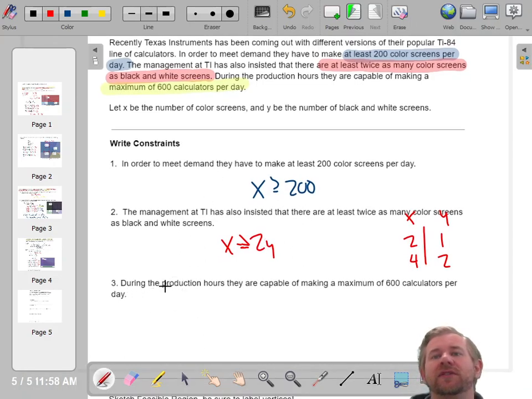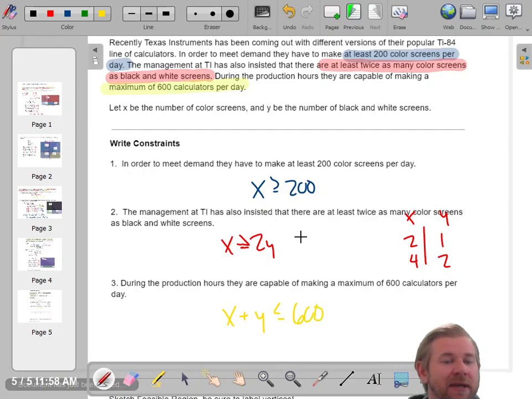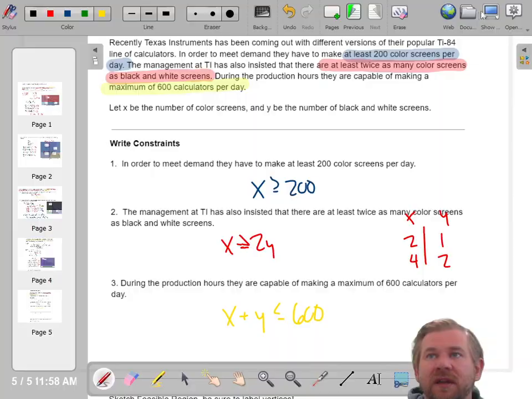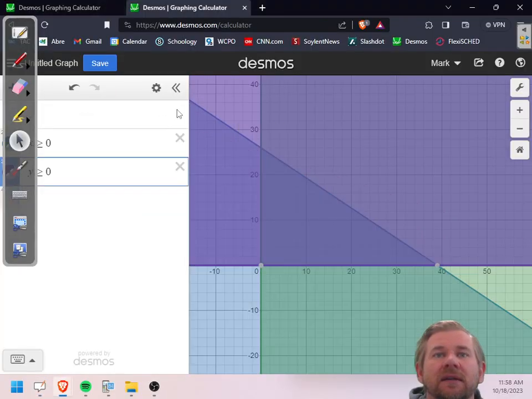And the last one, they are capable of making 600 calculators per day. It doesn't matter if they're black and white or color. We're just going to say X plus Y. They can't make more than 600. They can make less than or equal to 600. Okay, that's the maximum. They can't make more than 600. So I've got my constraints. Now I need to graph them. So that's Desmos time.